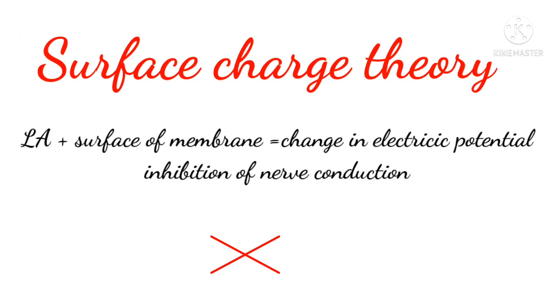The next theory is the surface charge theory. According to this theory, LA binds to the surface of the membrane, then it causes a change in the charge of the surface membrane, which causes a change in the electric potential, as a result of which there is inhibition of nerve conduction. But this is not true, and hence this theory is also not accepted.